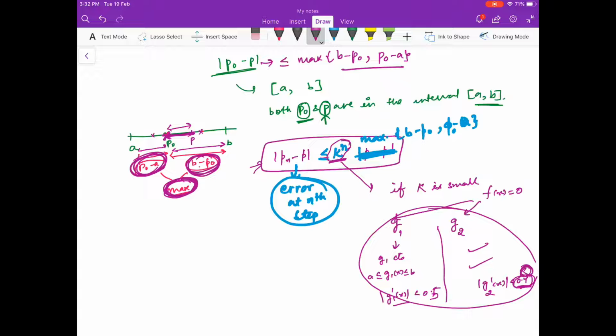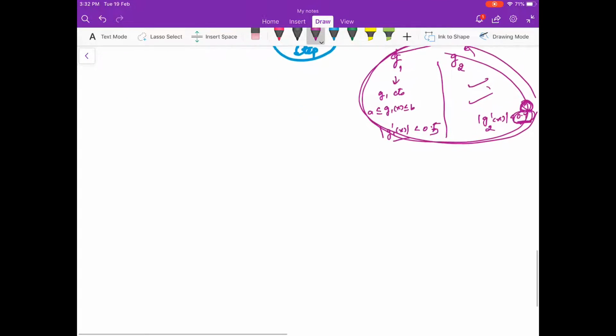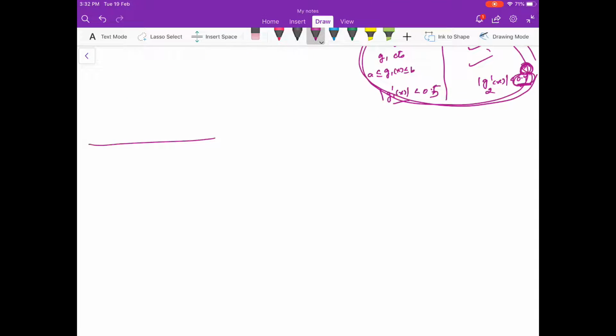It means that it will be converging to your root in fewer iterations. So that you get from this result, right? So this is the first result. Now we want to prove the second result. So let us look at the second result.